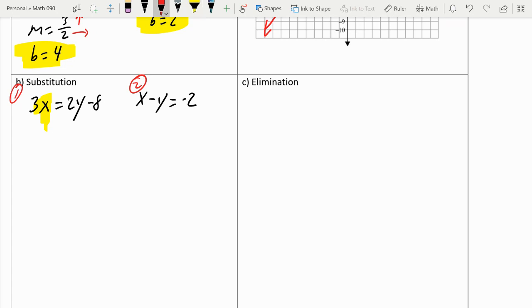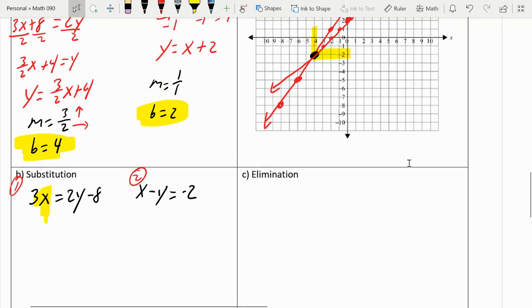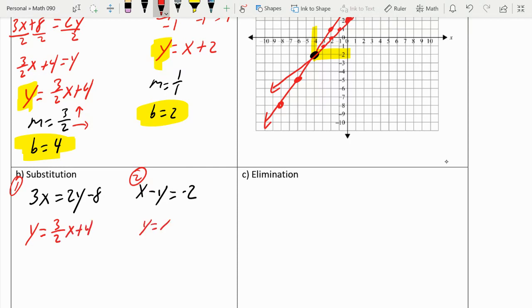But I'm going to show you guys, let's cheat a little bit. Do you agree that we already solved for y in equation 1, and we already solved for y in equation 2? Since we already did part of the substitution, I don't want to go back and do extra work, so I'm not going to solve for x again. I already solved for y. So I know this equation, y is equal to 3 over 2x plus 4. I know this equation, y is equal to x plus 2.